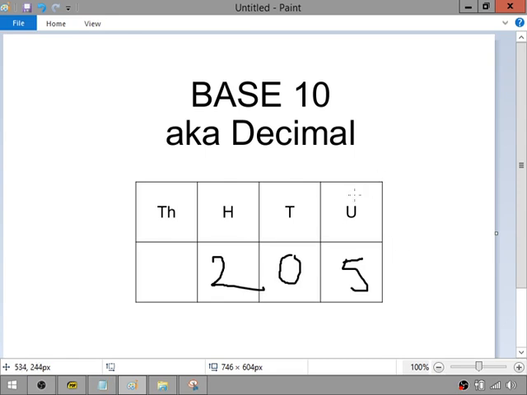Why is it called base 10? Because these columns we multiply by 10 every time we go across. Look at that, times by 10. Base 10 times by 10.